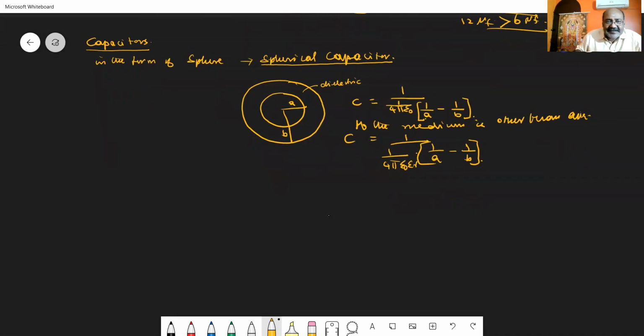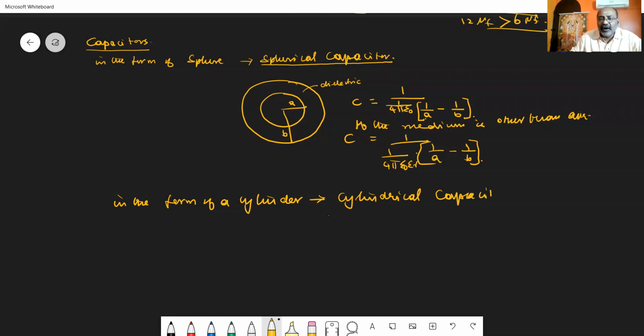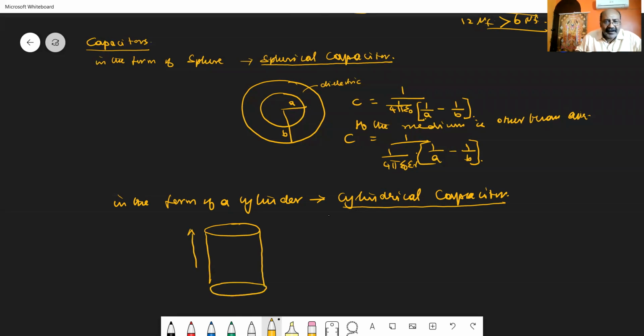Similarly, the capacitor may be in the form of a cylinder. If you are considering the capacitors in the form of a cylinder, then we can call them cylindrical capacitors. What is a cylinder? You have two closed surfaces at the top and bottom, to a height or length of L or H. Let us consider the height as L, or you can consider it as H.